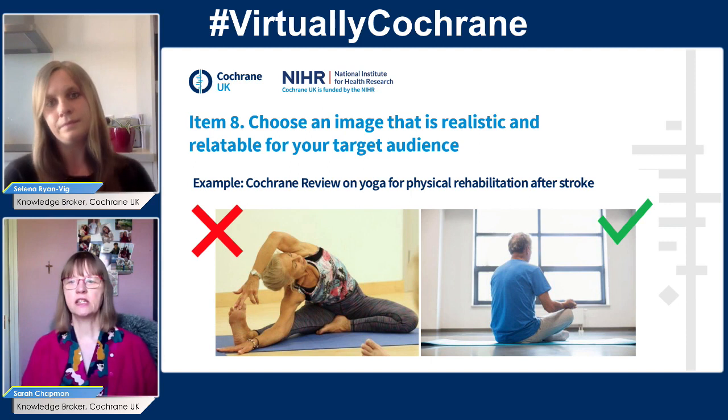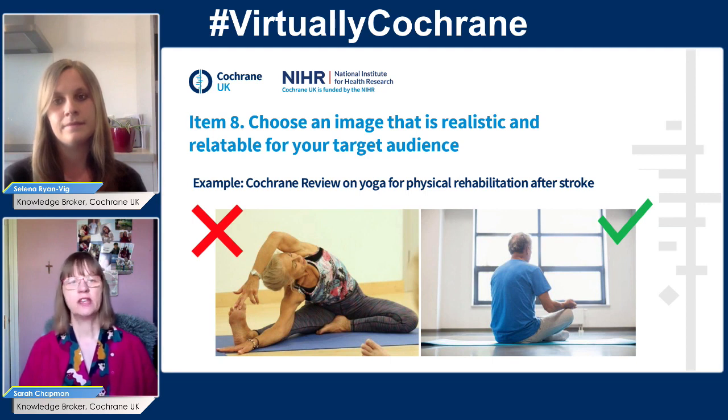Okay, so the next item is about making sure that the people, activities and settings you show are realistic and relatable. And the example we have here is choosing an image to illustrate a review on yoga for rehabilitation after stroke. Although in both the images, the people shown are the right demographic, that's people in their 60s, and carrying out the right intervention, yoga, for the review, the image on the left shows an unrealistic level of physical functioning. The image on the right may be more realistic and relatable for people rehabilitating after stroke.